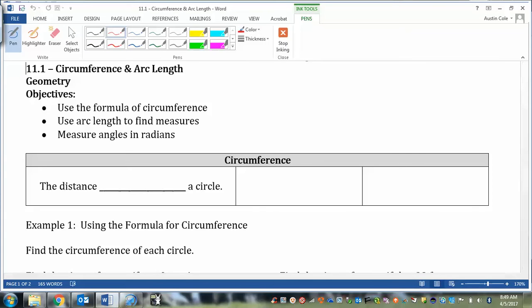All right, so first things first, we're going to talk about circumference. What does it mean to circumnavigate? If you circumnavigate, what are you doing? Going around the globe, right? It's the same thing with circumference. You're just going all the way around the circle. It's the distance around the outside of the circle. So the distance around a circle.